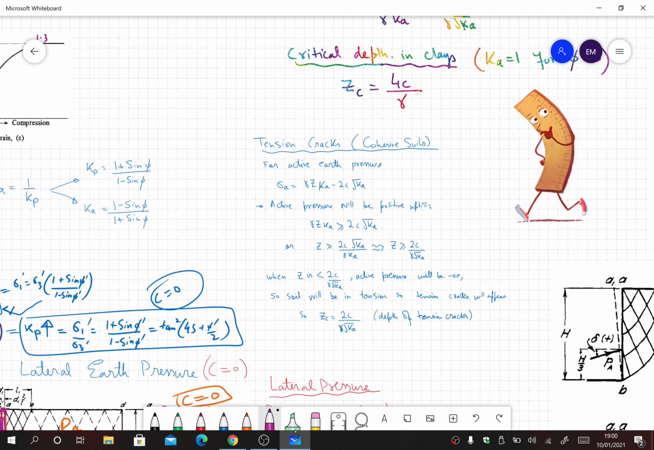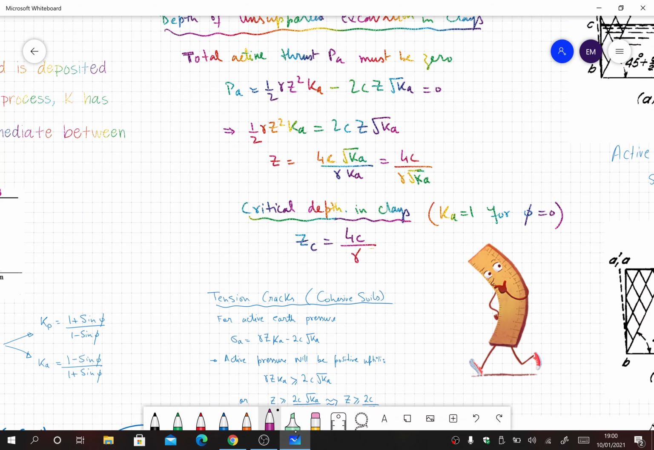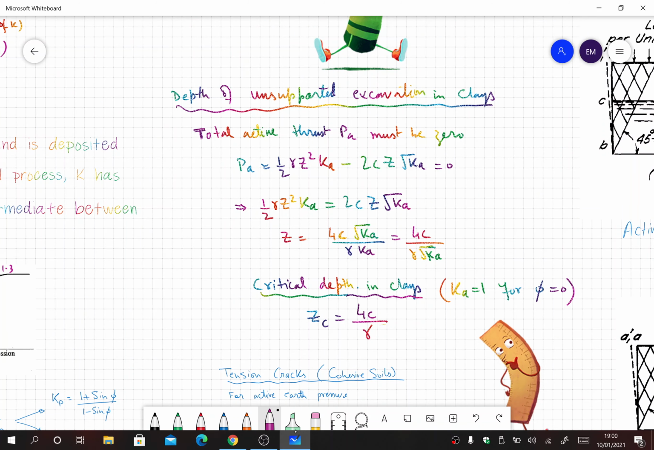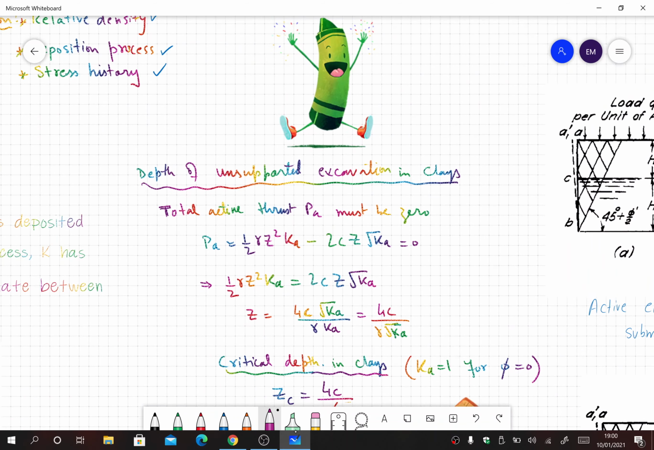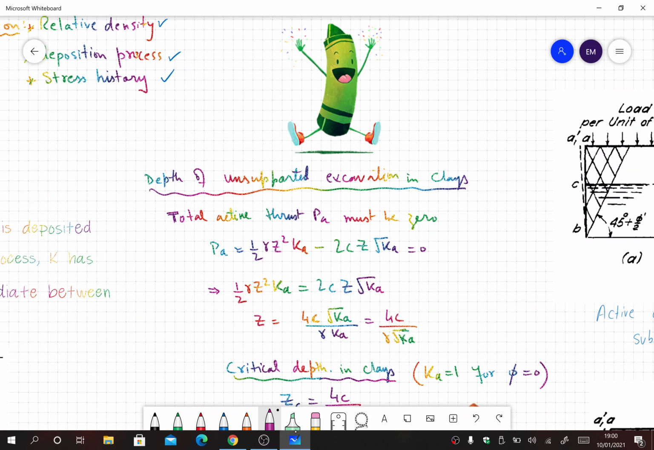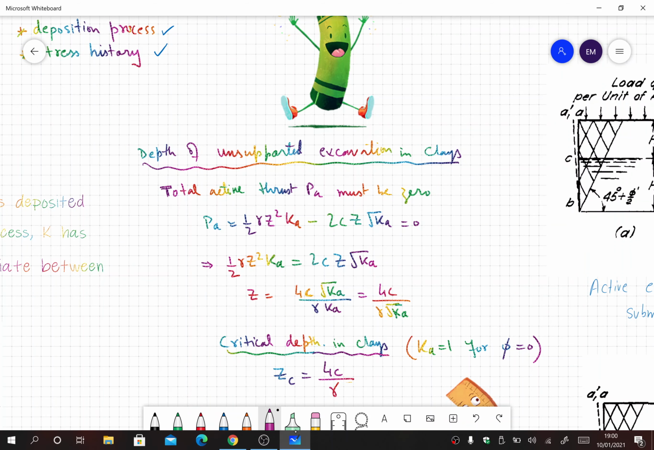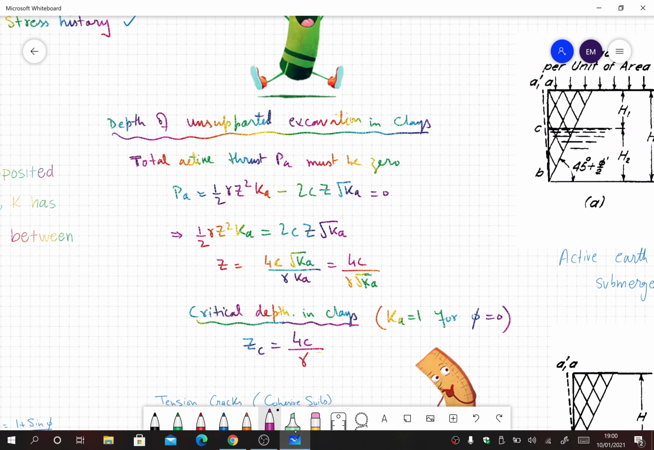Okay, so now we will see the depth of unsupported excavation in clays. If we have clay soil, we want to know how deep we can dig vertically inside the soil so that it does not fall in automatically and we do not need to provide any retaining wall. That is called the depth of unsupported excavation in clays.